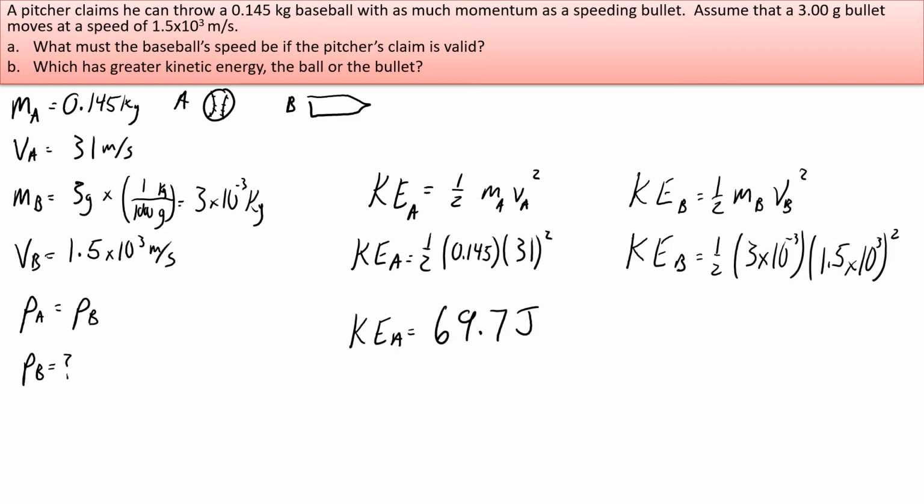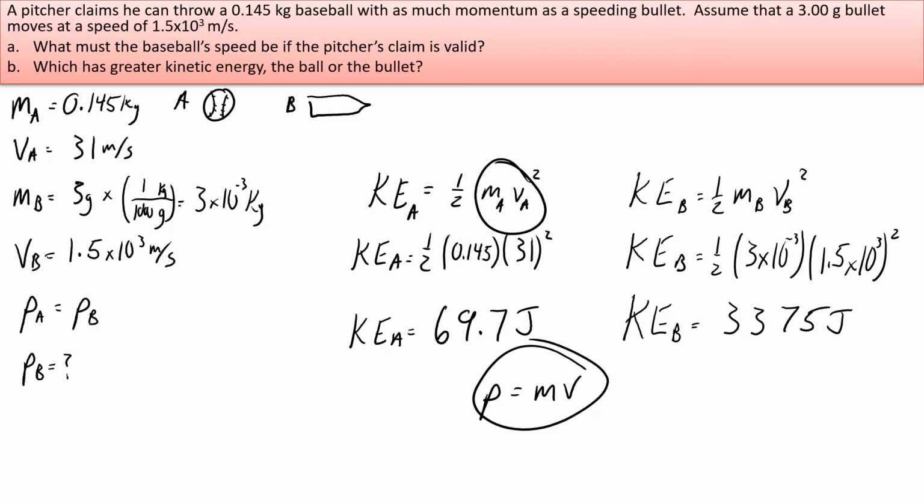So this ball only has a kinetic energy of 69.7 joules, whereas the bullet has a whopping 3,375 joules of kinetic energy because, again, the velocity is moving super fast and that quantity is being squared. So kinetic energy is different from momentum, even though they both have to do with the mass and the velocity. But in kinetic energy, don't forget the velocity is being squared.